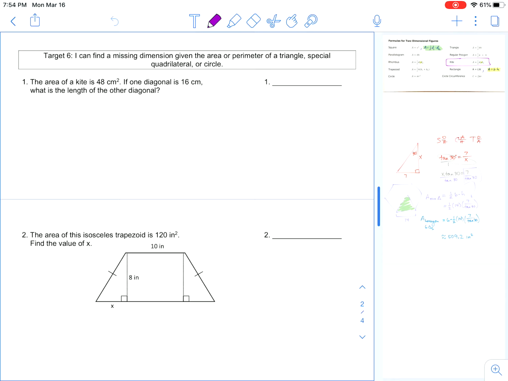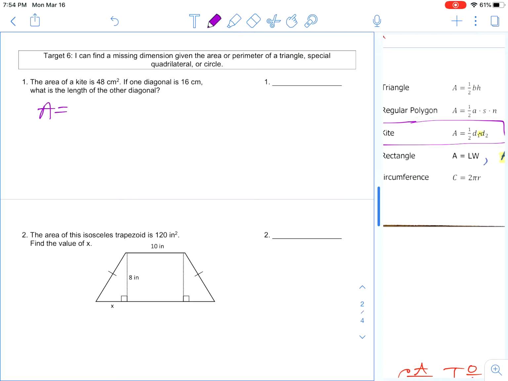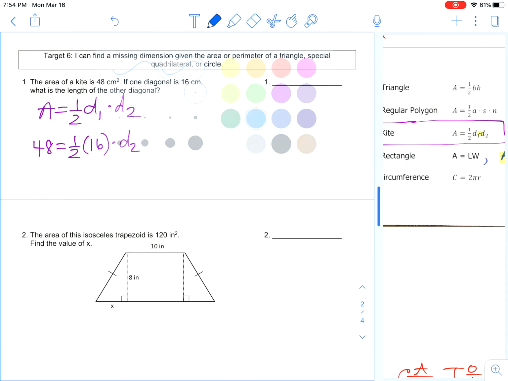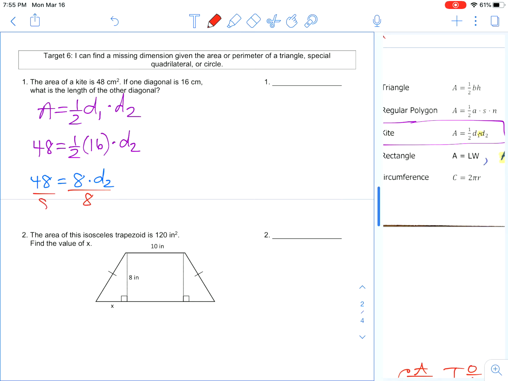The area of a kite is 48 centimeters squared, and then I'm going to use my formula. A equals 1/2 d1 times d2. 48 goes in for the area. One diagonal is 16, and I'm looking for the other diagonal. So then I'm going to simplify. 48 equals 1/2 times 16, which is 8, times d2, and then I'm just going to divide both sides by 8. And I'm going to find d2 is equal to 6 centimeters.